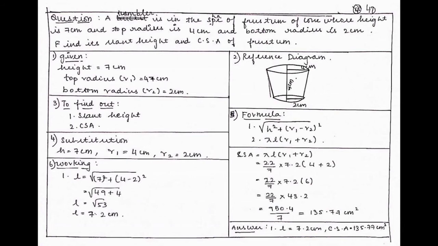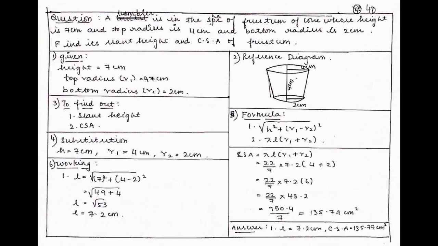The formula used for finding curved surface area of frustum of cone is pi l into r1 plus r2. When we substitute these numbers, we will get 22 by 7 into 7.2 into 4 plus 2. So the 4 plus 2 is 6. So 22 by 7 into 7.2 into 6. So 7.2 into 6 is 43.2.